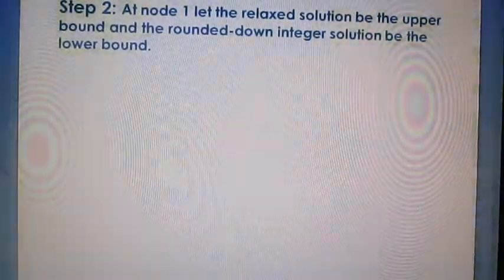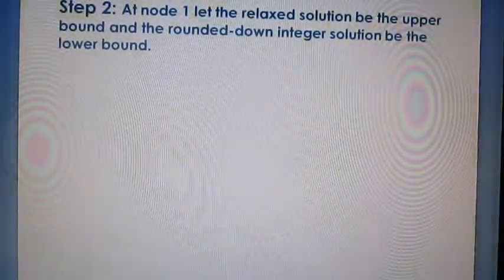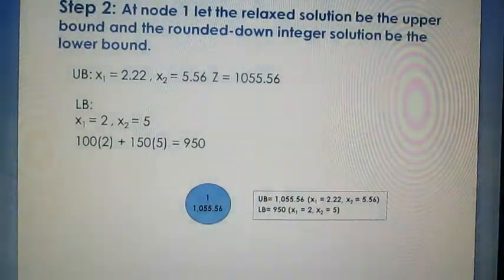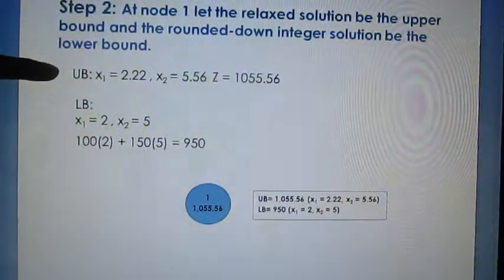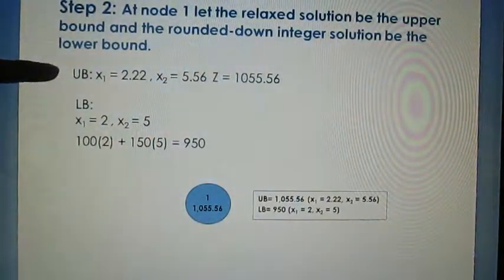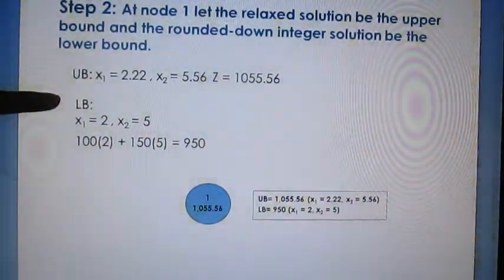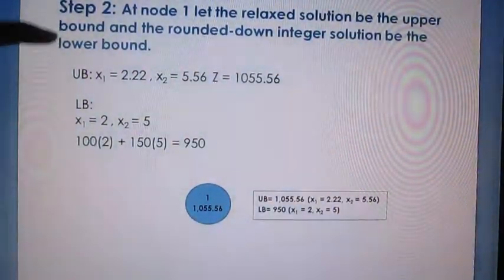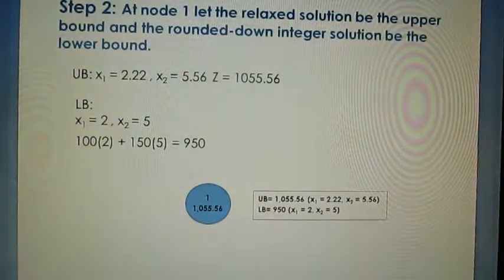Step 2. At node 1, let the relaxed solution be the upper bound and the rounded down integer solution be the lower bound. So, first, upper bound. Ito yung na-compute natin kanina using the Excel solver. And then, lower bound, we're just going to round off the values of x sub 1 and x sub 2 and then substitute it to our objective function. Please take note, in maximization problems, we are going to round down the values, while in minimization problems, we are going to round up the values.